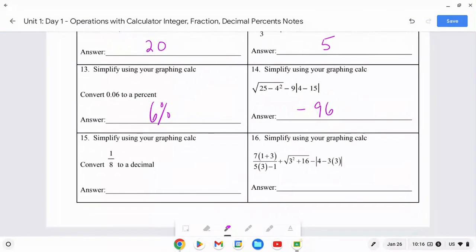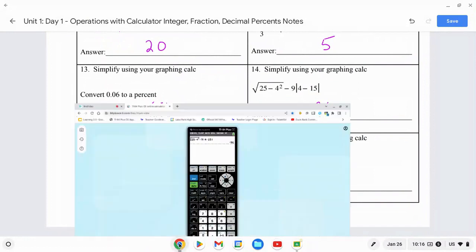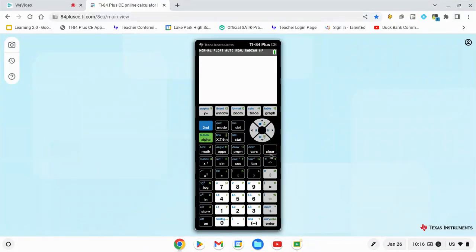All right, last two problems. Number 15, we're just going to practice converting from a fraction into a decimal. So if I go back to my calculator, first thing I need to do is type in the 1/8. So to type in a fraction, click on the alpha y equals button and then enter. So I get 1 and then hit the arrow to type in the 8 and then hit the right-hand arrow just to get out of the fraction.